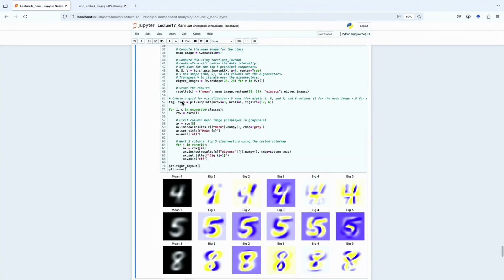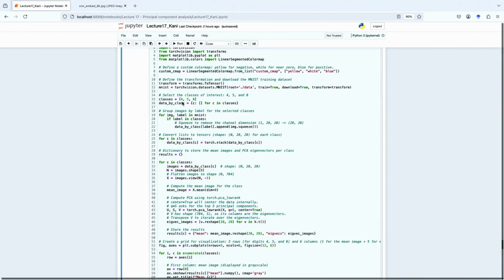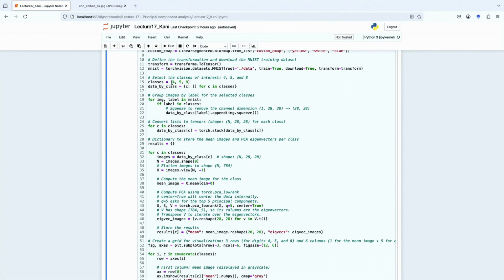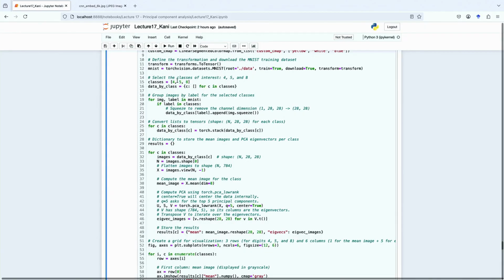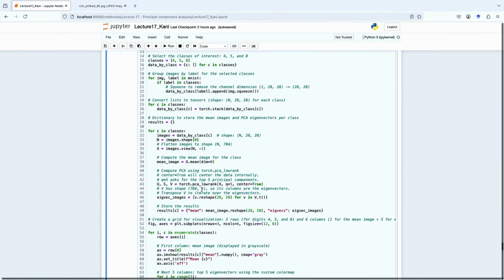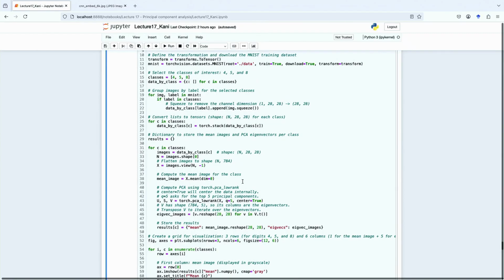So we're doing the exact same thing as above, except I'm only taking a couple of the classes. For each of these different classes, I'm taking all the images of 4, all the images of 5, all the images of 8. I'm just going to calculate the mean and then run PCA on all the 4 images, on all the 5 images, on all the 8 images.